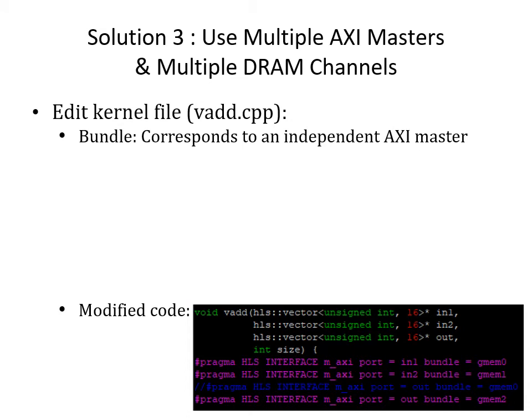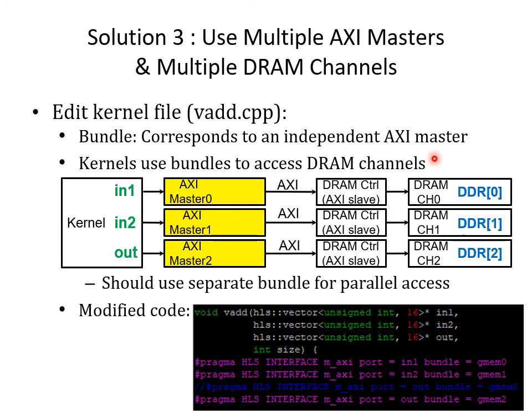The second thing you should do is edit the kernel file. To edit the kernel file, you need to learn a new concept, which is bundle. A bundle corresponds to an independent AXI master, and the kernels use bundles to access DRAM channels. What we want to do is use a separate bundle for parallel access, so we can let in1 use an AXI master to access DDR0, and allow in2 to use another bundle to access DDR1. Same for out and DDR2.